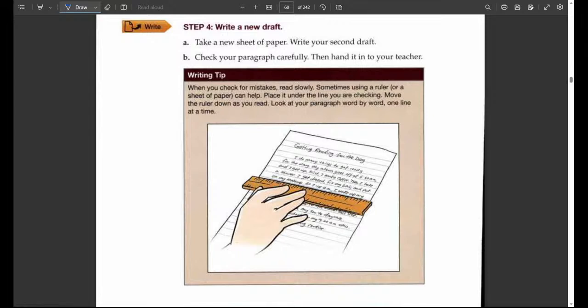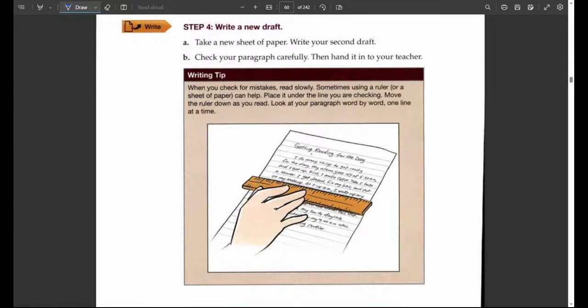Writing tips. When you check for mistakes, read slowly. Sometimes using a ruler or a sheet of paper can help. Place it under the lines you are checking. Move the ruler down as you read. Look at the paragraph word by word, one line at a time.